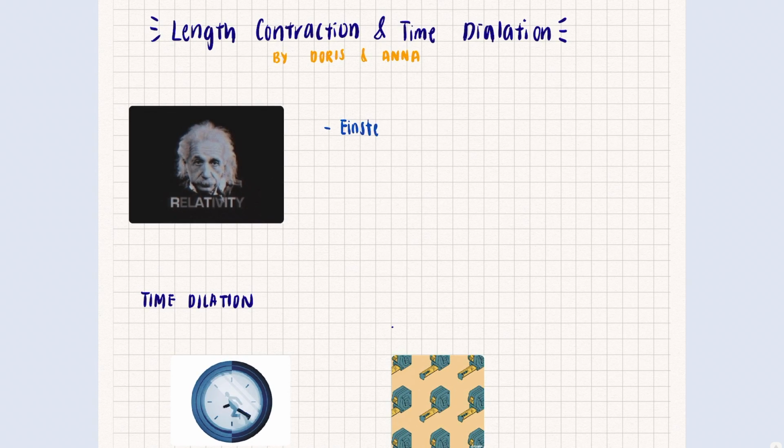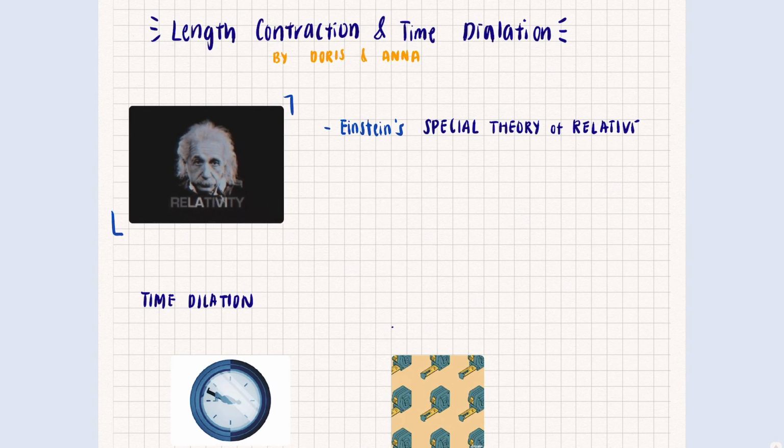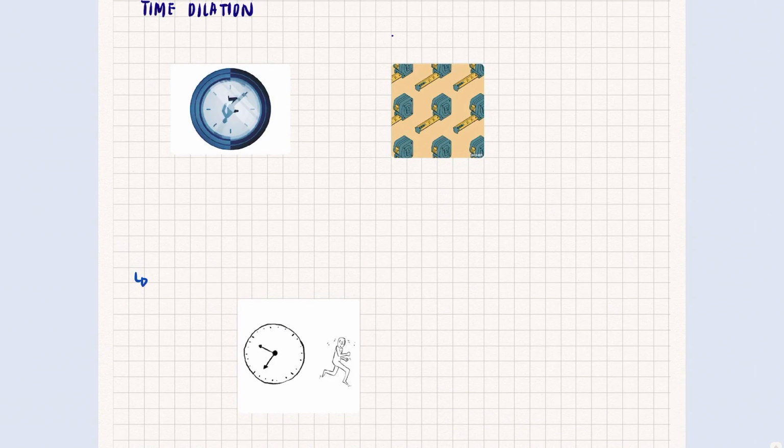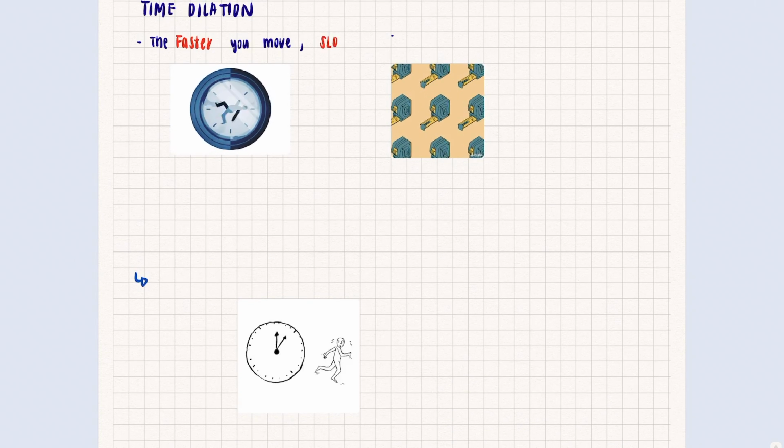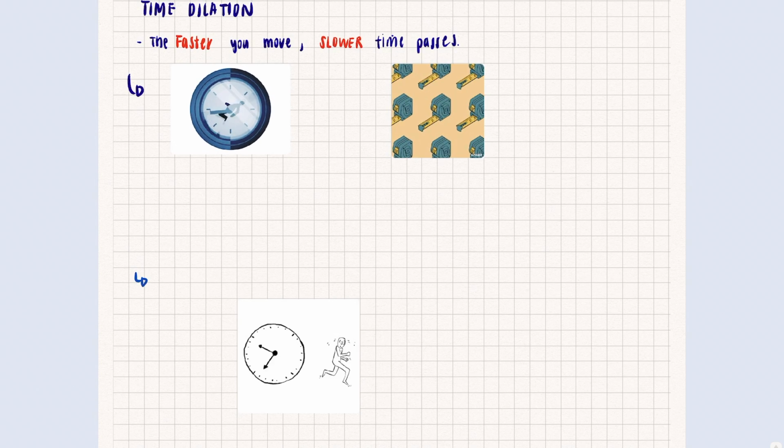Today we are going to explore the theory of length contraction, as well as the idea of time dilation. You may never have heard of this topic before, but it was one of the most significant theories that is part of Einstein's special relativity in the physics world. First of all, time dilation essentially states that the faster you move, the slower time passes, and this relates not only to the measure of time but to length as well.